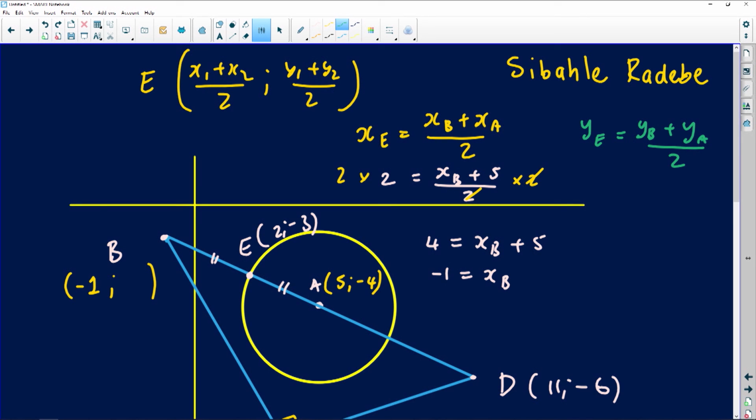What is the y value of E? It was given to us as −3. So I've got −3 equals the y value of B, which is unknown, plus the y value of A, which is −4, and this has to be divided by 2. You double on both sides of the equation. You get −6 equals y of B − 4. You add 4 on both sides. You end up with −2 as the y value of B. Awesome stuff. So this is going to be −2. And those are the coordinates of point B.